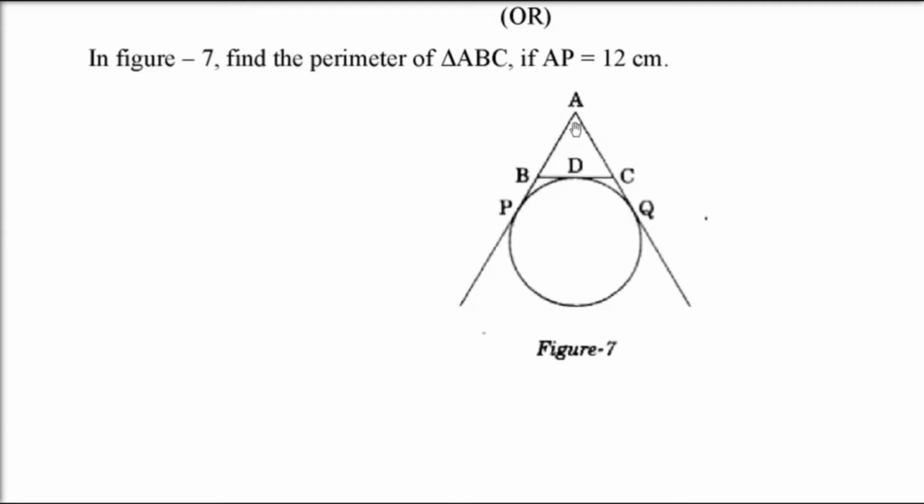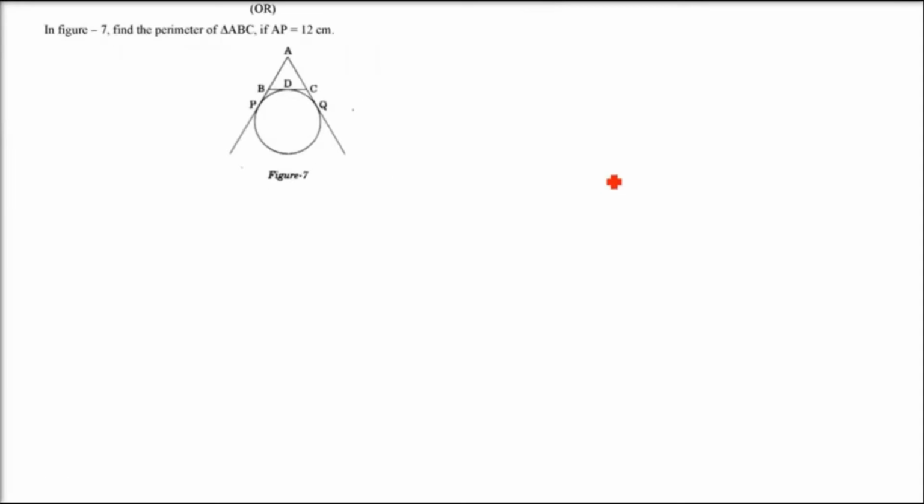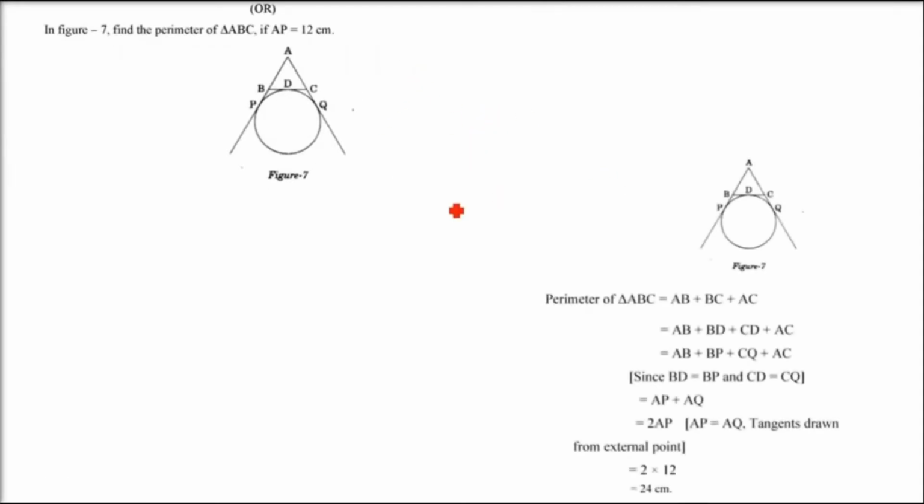Now the main thing is, from A two tangents are being drawn, AP and AQ. So AP and AQ are equal. From B and C also two tangents are drawn. So from B, BD and BP are equal. And from C also, CD and CQ are equal. So both of these lengths are equal. So how do we do this?